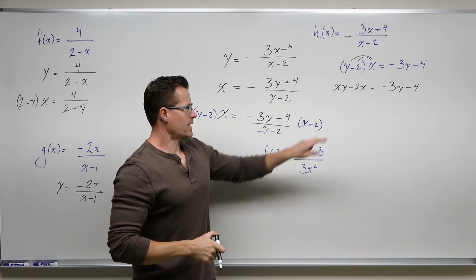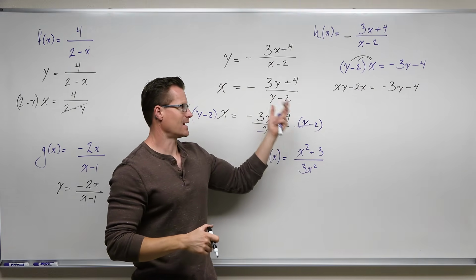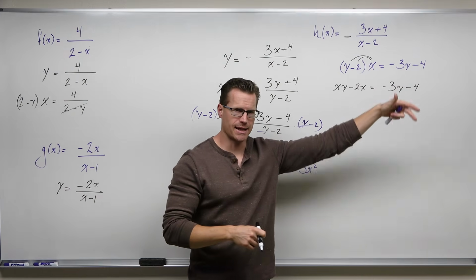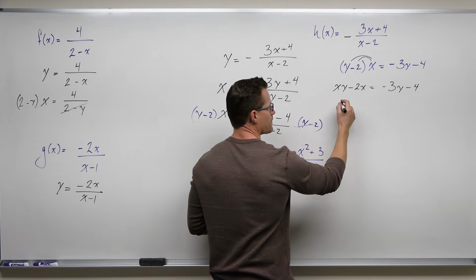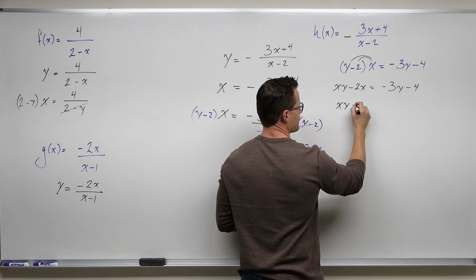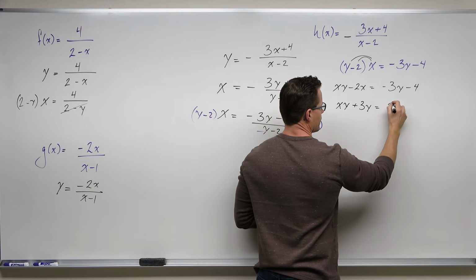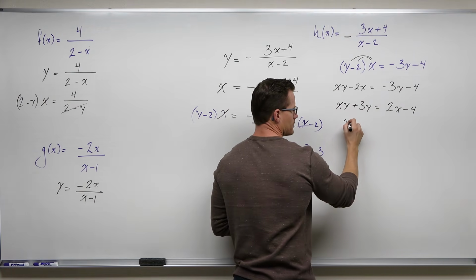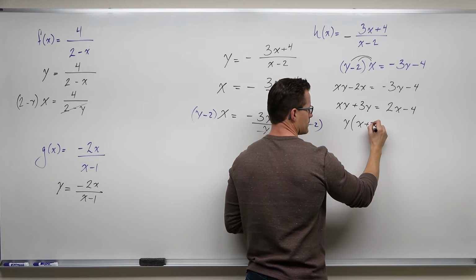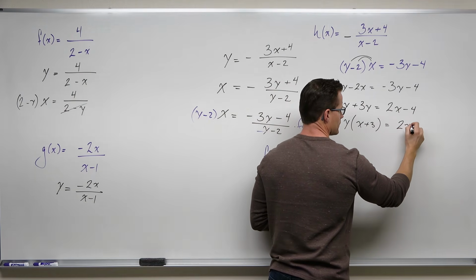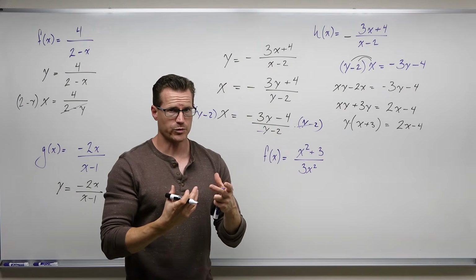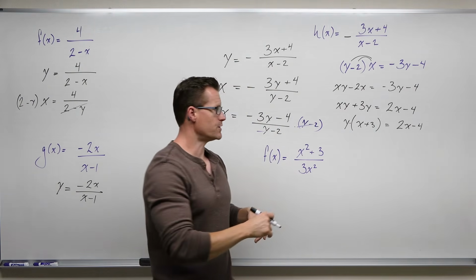And now we see it. We got a y here, we gotta collect, and we gotta get everything else that doesn't have a y on the other side. So I'm going to add 2x and add 3y to both sides. Now we're ready to factor. Now because we factored, we have things that are multiplied together. We undo multiplication by division.